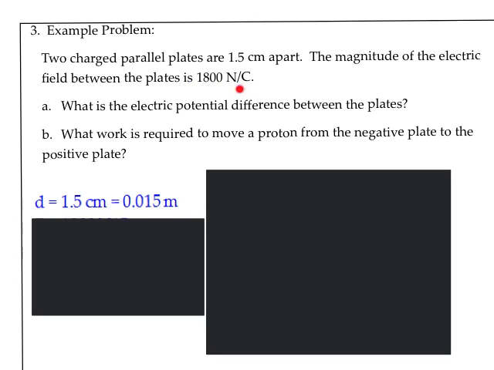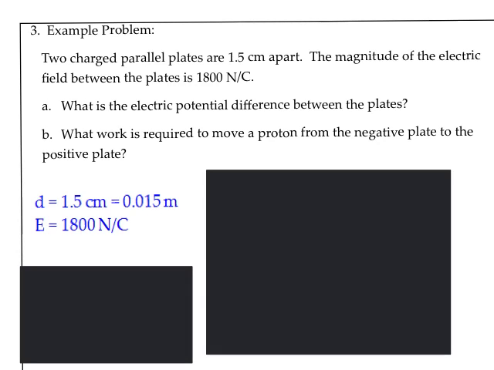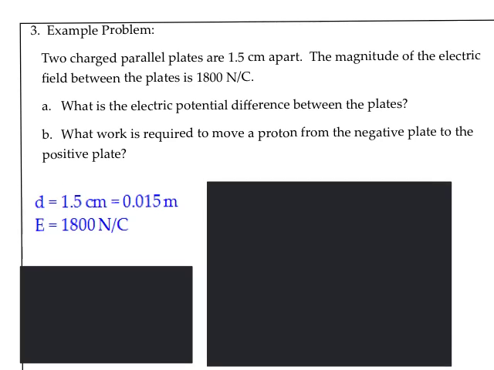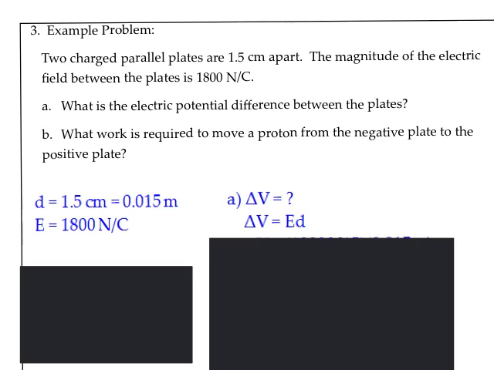And then we're also told this 1800 value, which refers to the electric field. Now, in part A, we're asked to find the electric potential difference between the plates. So far, if you look back in your notes, there were two formulas for electric potential difference. However, we would want to use the one that involves a distance and an electric field. So if you look back in your notes, that's going to be this formula right here. The electric potential difference, or the voltage, would be equal to the electric field times the distance.